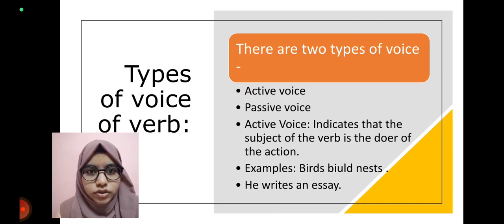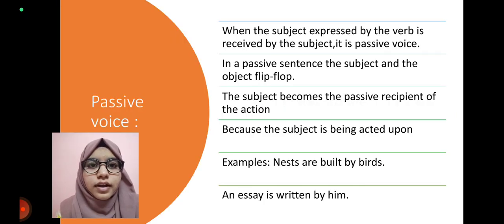What is active voice? Active voice indicates that the subject of the verb is the doer of the action. Example: birds build nests. He writes an essay. Next, passive voice. When the action expressed by the verb is received by the subject, it is passive voice.